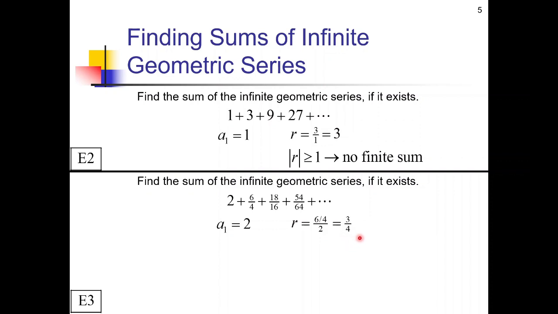And we're in luck here because 3/4 is between negative and positive 1. The absolute value is less than 1, so we do have a finite sum for this one. So we're going to do a1 over 1 minus r. So 2 over 1 minus 3/4, and that's going to be 2 over 1/4. Same change flip: I've got 2 times 4 over 1, which comes out to the finite number 8.